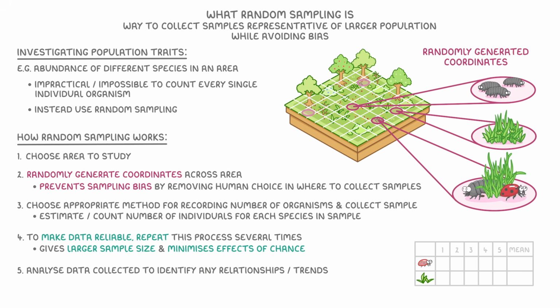Finally, we analyze the data we've collected to identify any relationships or trends. Typically, this includes calculating an average for each species across all the samples.